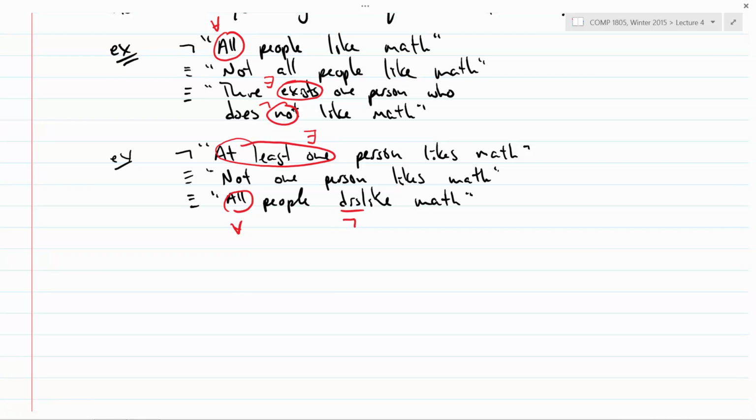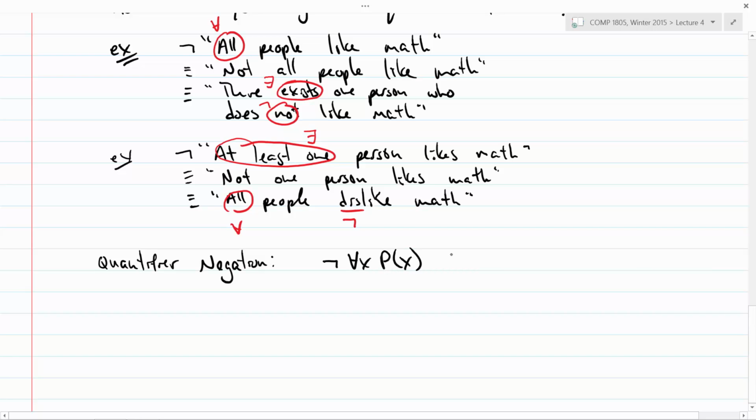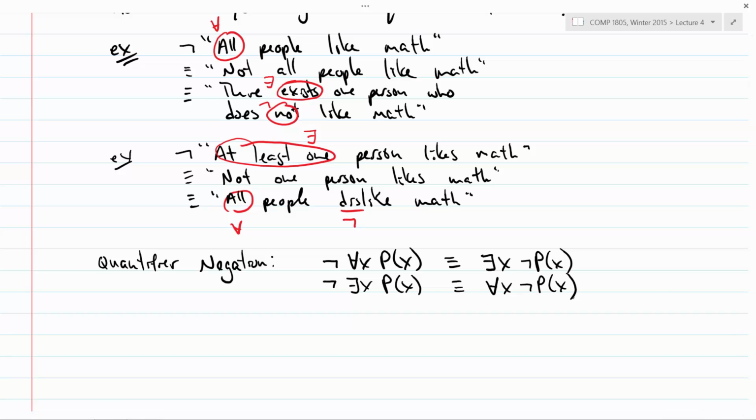So those are the two quantifier negation rules. So I'll write them out explicitly. The first one is the negation of for all x Px is logically equivalent to there exists an x such that not Px. And it works the other way too. The negation of exists an x such that Px is exactly the same as for all x not Px. Right? That's exactly what the two examples we just did say.